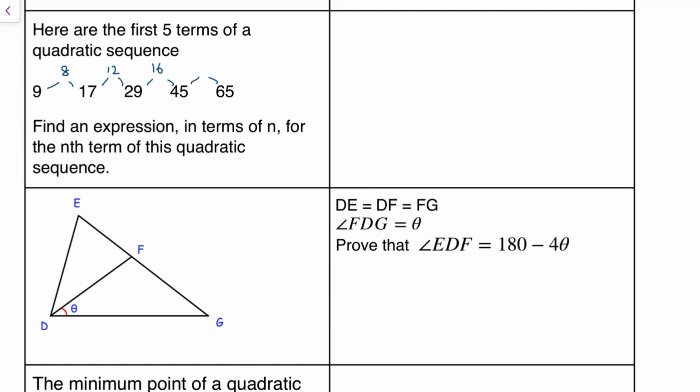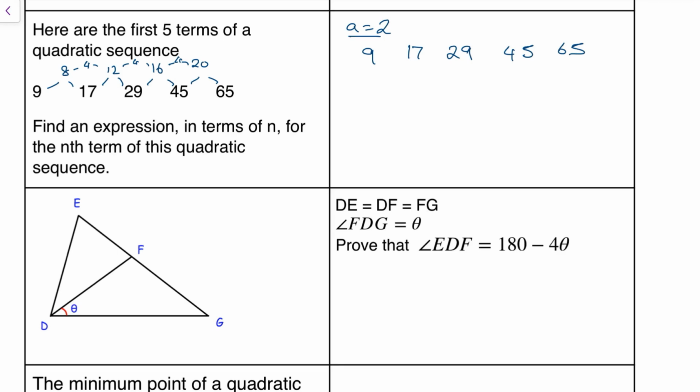And 45 from 65 is going to give me 20, which means my second difference, so 12 minus 8 is 4, 16 minus 12 is 4, and that difference is 4, which means my A term is going to be equal to half of 4, which is 2. Now let's use my technique again. So write out the sequence. So 9, 17, 29, 45, 65.